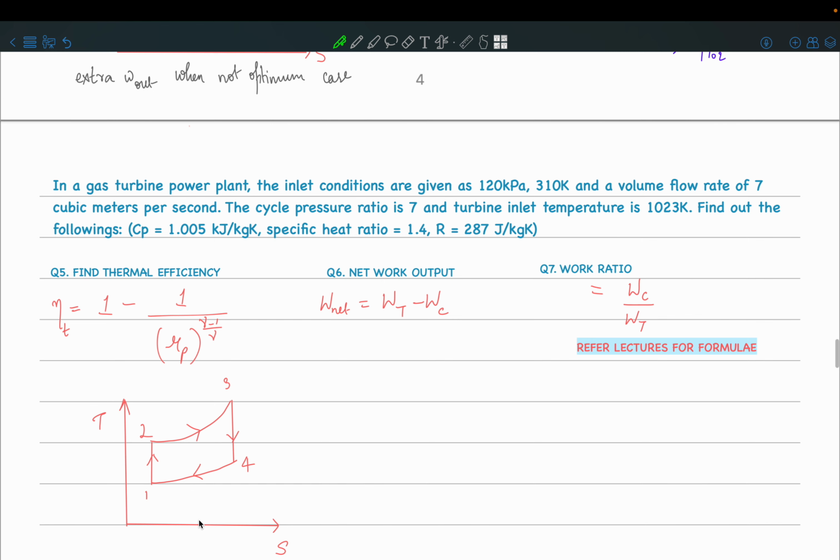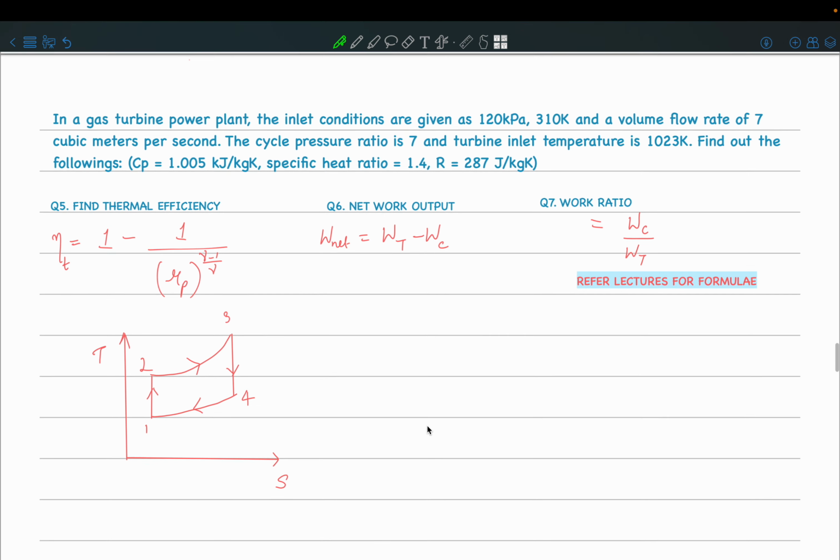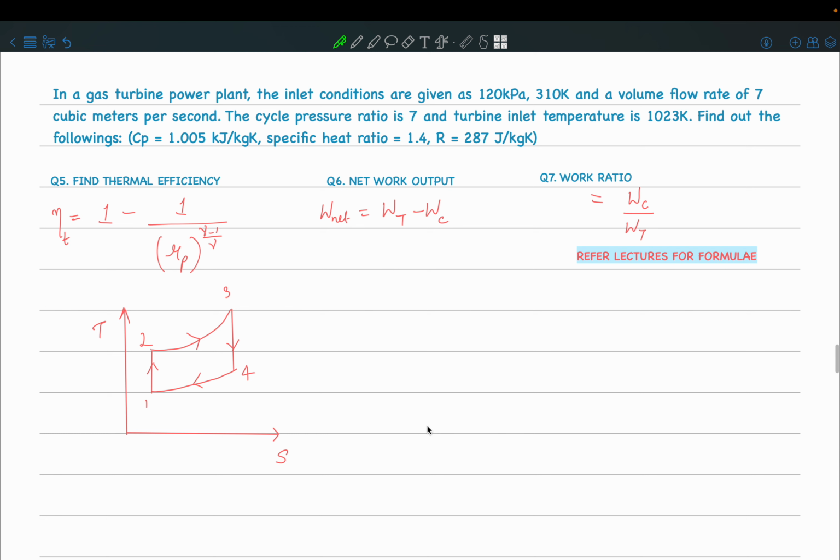Okay, there are many questions to go. Please answer me quick. What is cycle pressure ratio? Is it P2 by P1 or is it P3 by P2 or P3 by P1? What is cycle pressure ratio? Is it P3 by P1?